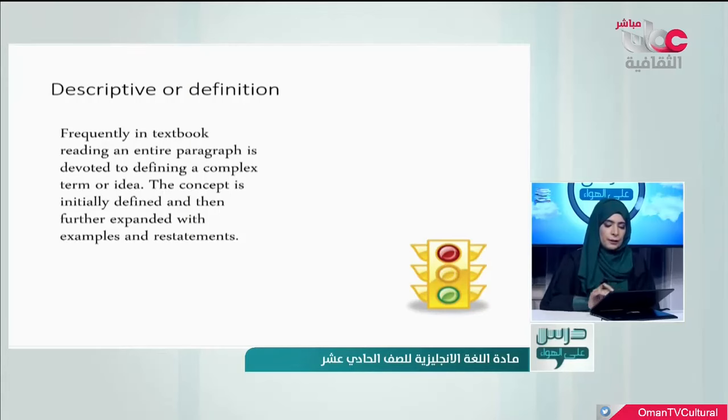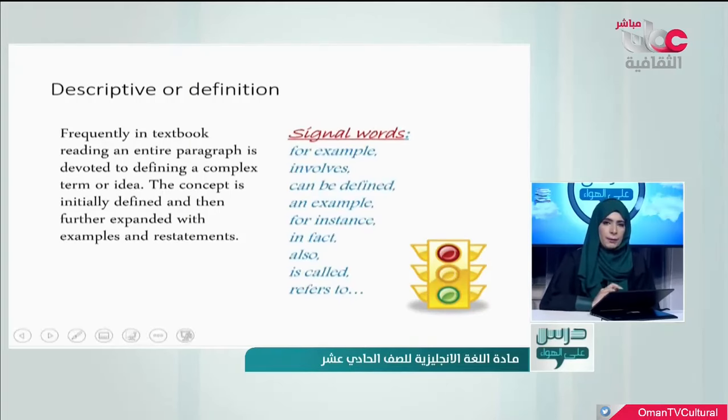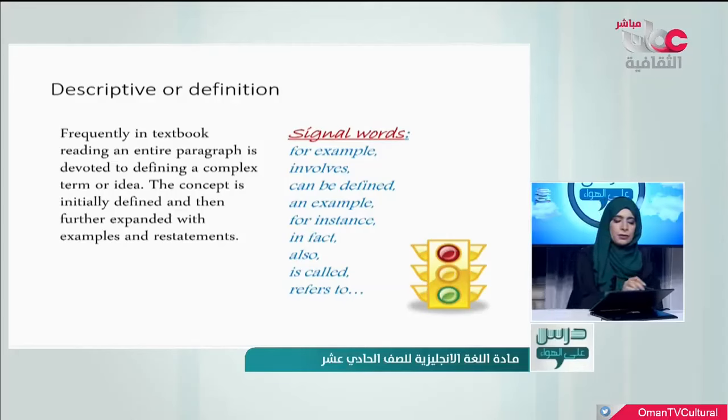So the vocabulary or the signal words we need to highlight such a topic should be like, for example, involves, can be defined as, an example, for instance, and so on. So the descriptive or the definition will need these words.